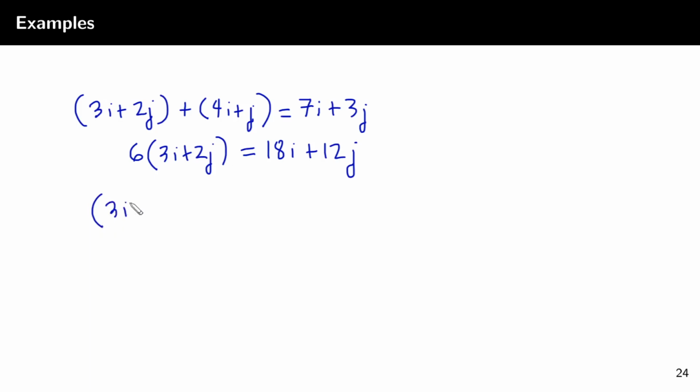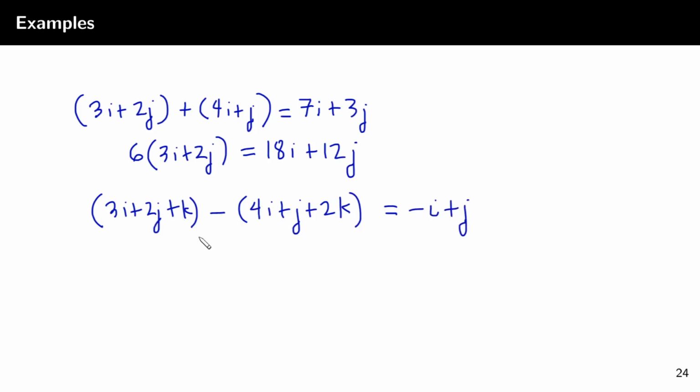For example, 3i plus 2j plus k minus, let's say, 4i plus j plus 2k. So you just need to subtract the respective coefficients of the unit vectors. So 3i minus 4i is negative i, 2j minus j is equal to j, and k minus 2k is negative k.